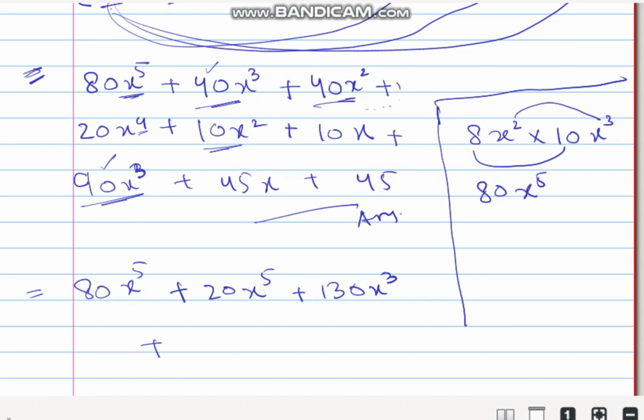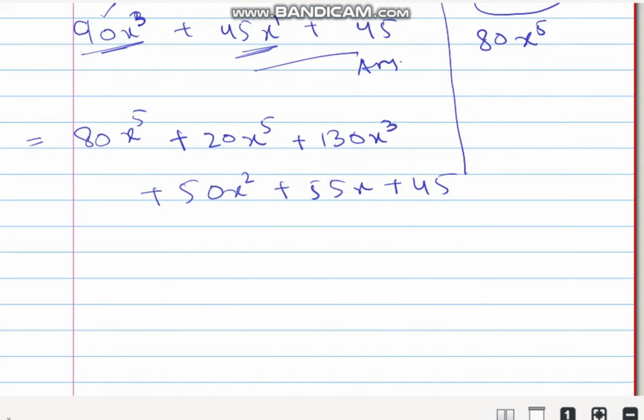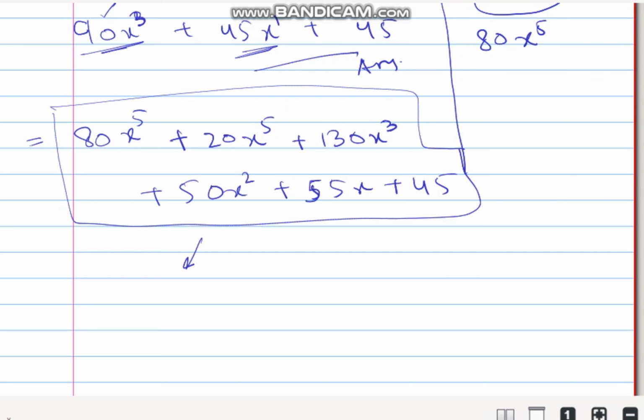So please add those things. 50x power 2 will be here. And now see for x power 1, x power 1 is here. So please add those things. This will be 55x. And again for x power 0, we don't have anything, the same thing. So this is your finalized expression. This is your finalized polynomial which we have got by the multiplication of two polynomials.